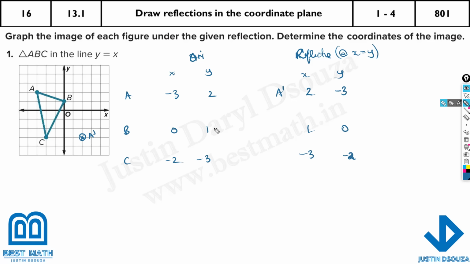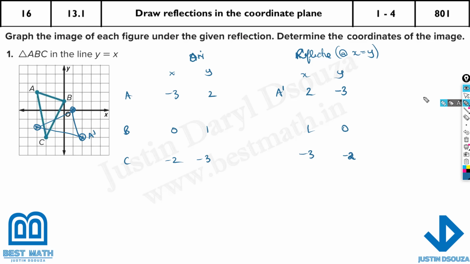What about B? B is 1 and 0. That is over here. That's the next point. And lastly, we have minus 3, 1, 2, 3, and minus 2, 1, 2. So here we get it. Now if you join these 3 points, that is the reflected image. So this much, if you write it, it's more than enough.